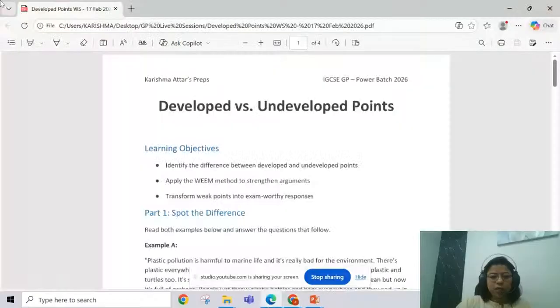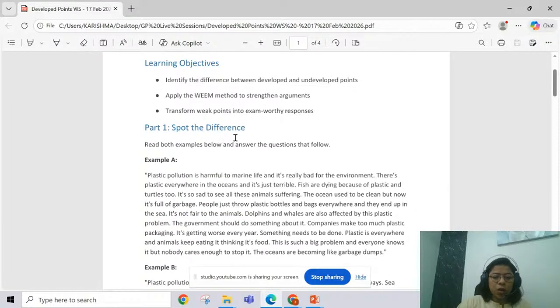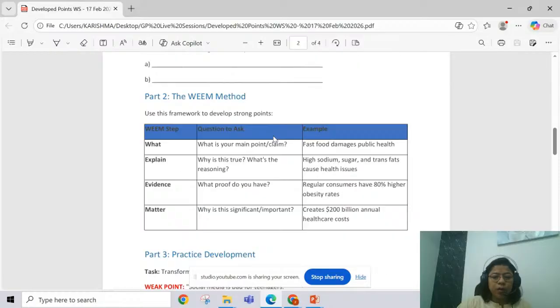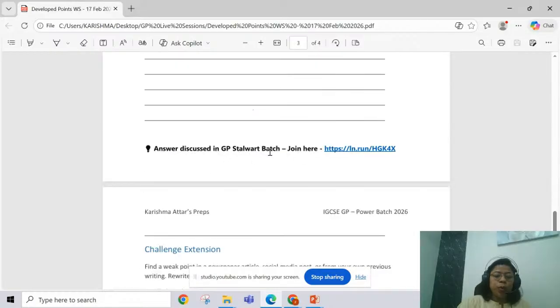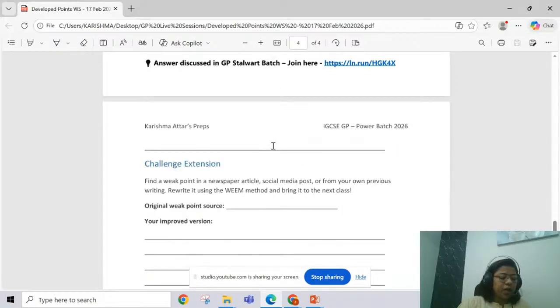Let me share my screen with you. So today's work is this. This is the worksheet that I'm going to upload, or rather, that is already uploaded in Google Classroom. Developed versus undeveloped points, spot the difference. This complete worksheet you need to solve by Friday. We are going to discuss the concept in today's class.